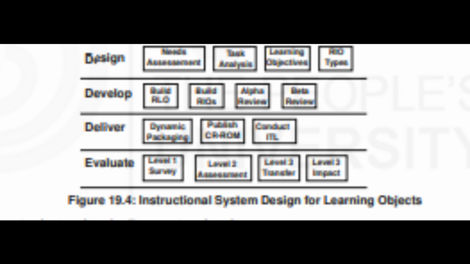RIOs are then combined to form a larger structure called a Reusable Learning Object, RLO. A reusable learning object is created by combining an overview, summary, assessment, and 5 to 9 RIOs, and it is shown in Figure 19.2. Figure 19.2, Components of Reusable Learning Objects. Look at the screen. An RLO is based on a single objective, derived from a specific job task.